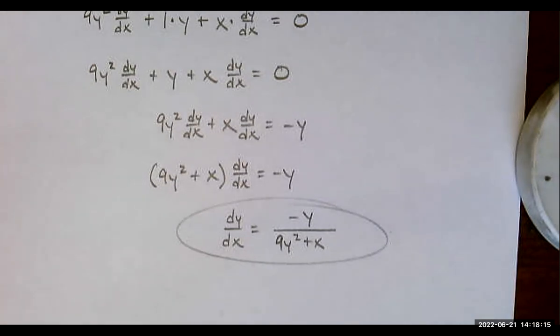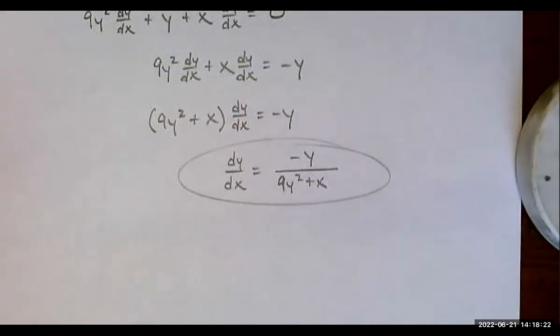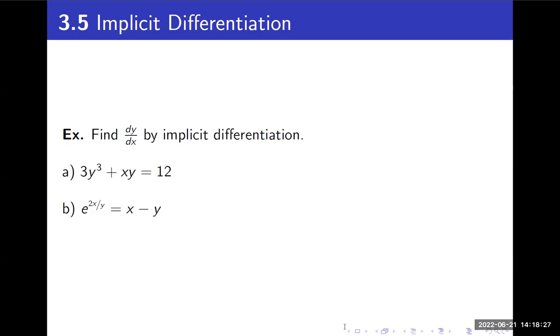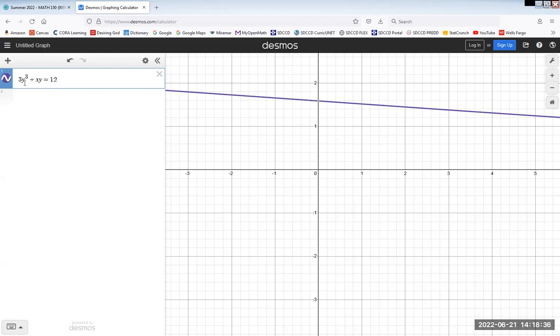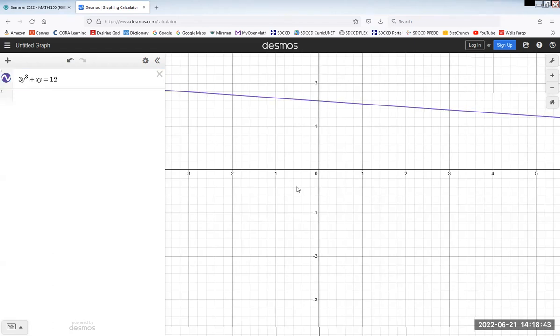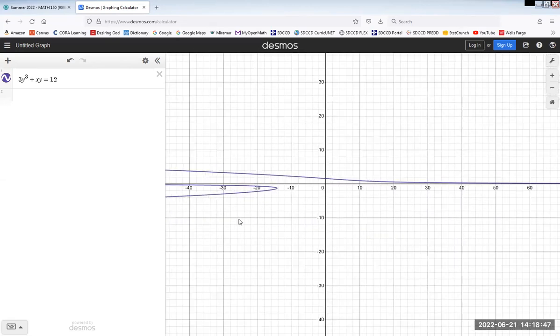Pretty cool. I'd also encourage you to go back and maybe even graph the original function. Just see what it looks like. Let me jump on here. We didn't find an equation of a tangent line or anything like that, but it's kind of interesting to take a look at these. All right, you can just type it in like that. Desmos can graph implicit equations. 3y cubed plus xy equals 12. Okay, that's kind of nifty.